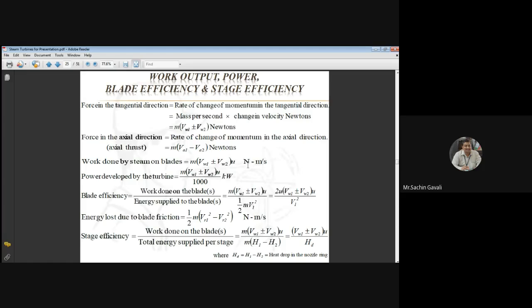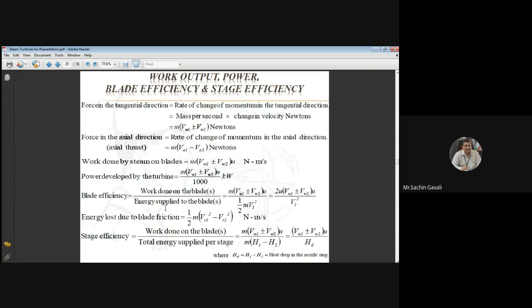Work is equal to power developed in watt, and power developed by turbine is equal to M into bracket VW1 plus minus VW2 into bracket U, where U is blade velocity, VW1 is the whirl component of steam at inlet, VW2 is the whirl component of steam at outlet, and divided by 1000. It is in kilowatt. So this is the power developed by turbine. Work or power are the same.